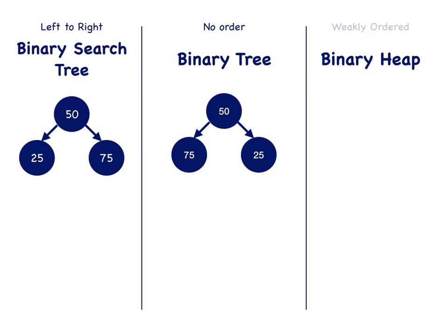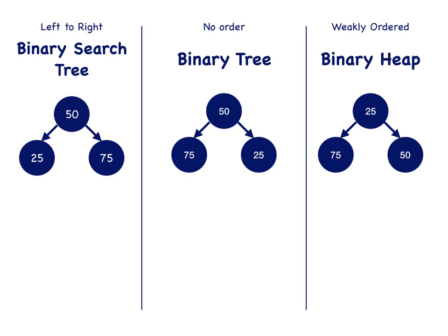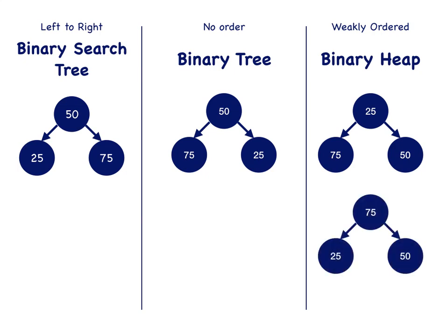A binary heap is somewhere in between the two, which is why we call it weakly ordered. The only rule as far as binary heaps are concerned is that the parent must be less than the two children. Right? That's if you're doing a minimum heap. You could also do a maximum heap where the parent must be greater than the children. In either case, there is no relationship between the siblings. There's no rule that says the left child must be greater than the right child or vice versa. The only relationship is from parent to child.